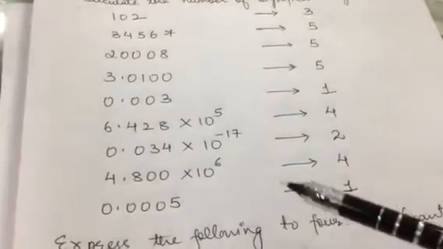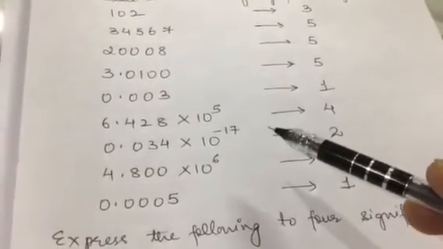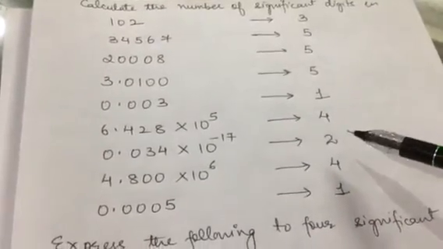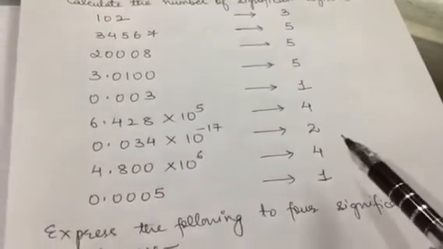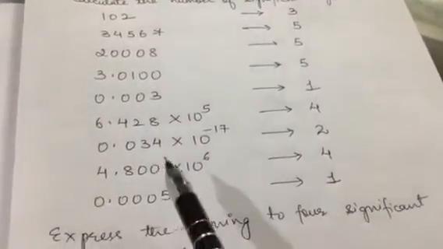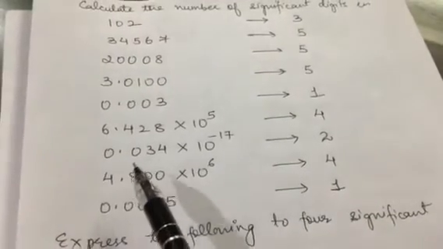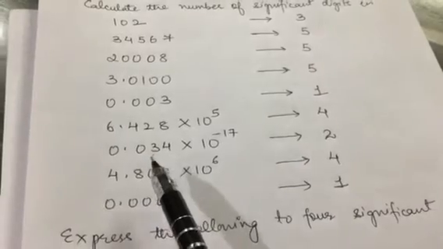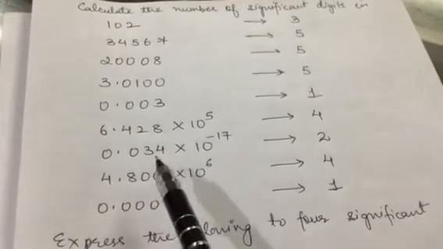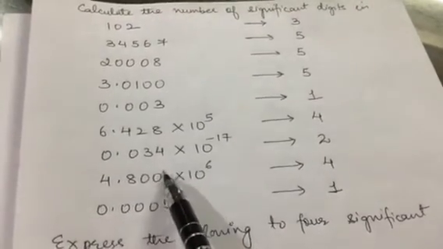Then we have 6.428 times 10 to the power 5. This is an exponential form and there are 4 non-zero digits. All should be counted. In 0.034, there are 2 zeros on the left side of 3. They should not be counted. Hence the total number of significant digits is 2.